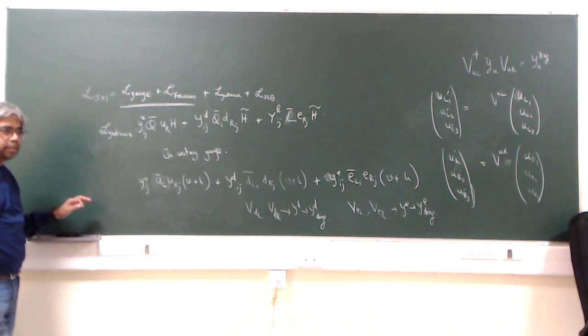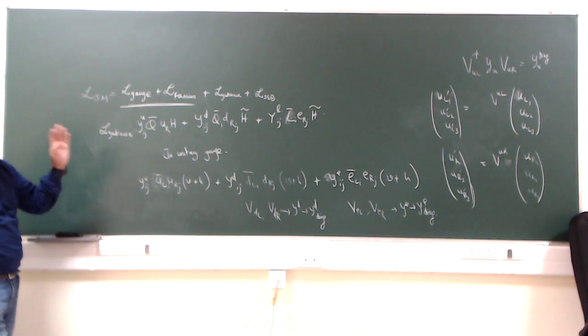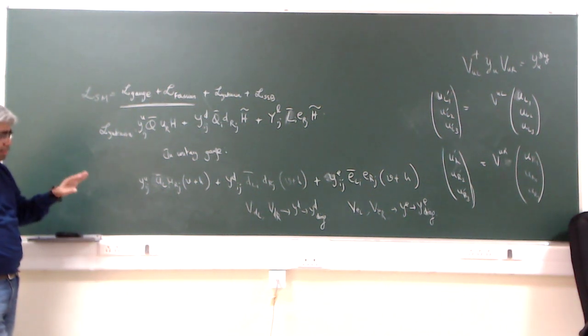In the standard model, there are no vector-like particles. All of them are chiral particles. We will see in physics beyond the standard model, there are many cases in which vector-like particles appear. I'll tell you the distinction between vector-like particles and chiral particles right away.